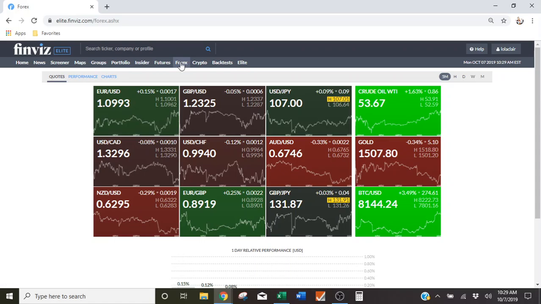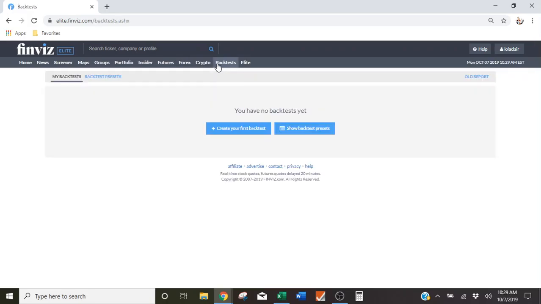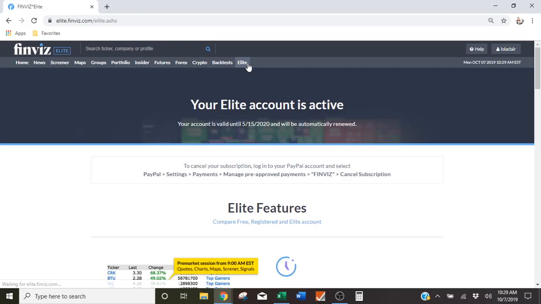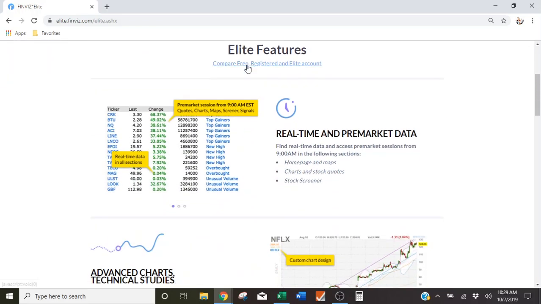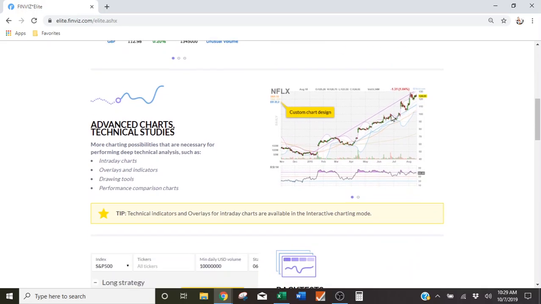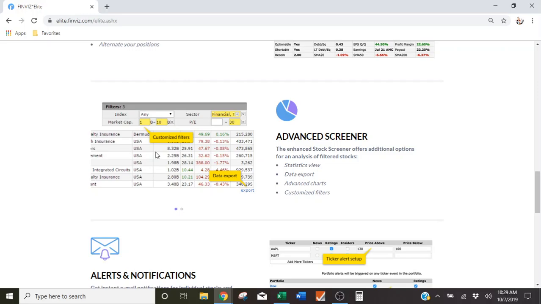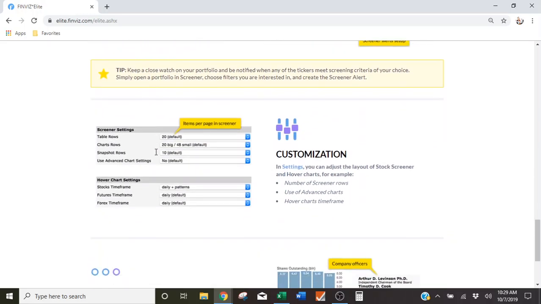Forex again, I don't trade Forex, but this is something that could give you good information. Cryptocurrency here, another good information there. Backtest I don't do, but there you have it if you need it. And because I have the elite version, it gives me a lot of information here, real time and pre-market data, advanced chart text. And you can go in and use all of this to your benefit.